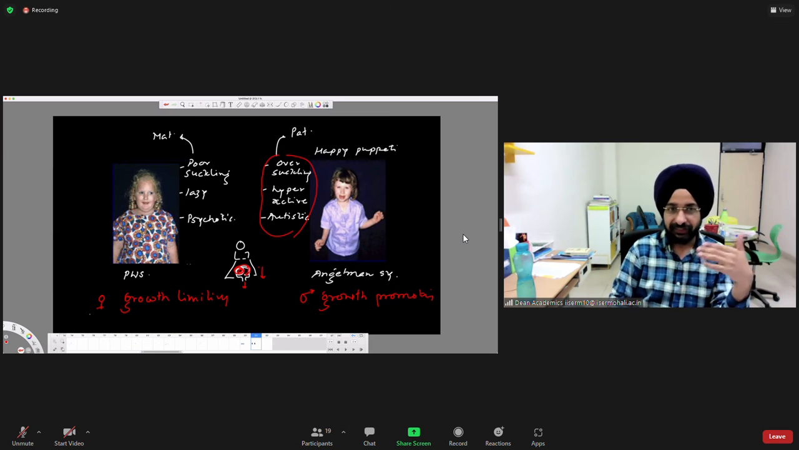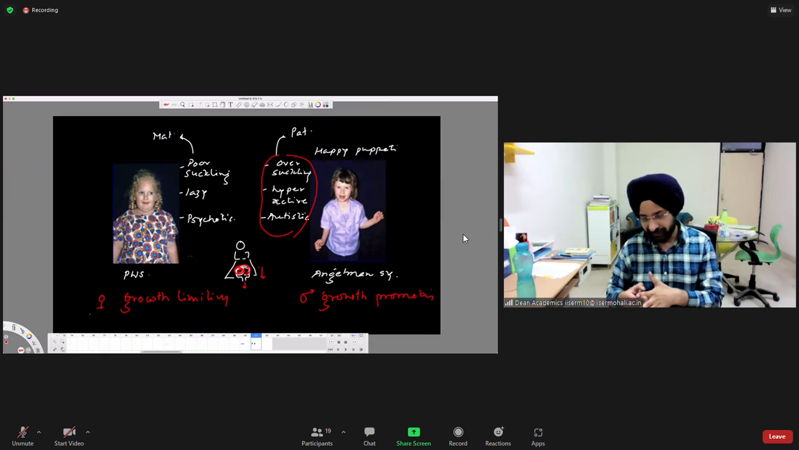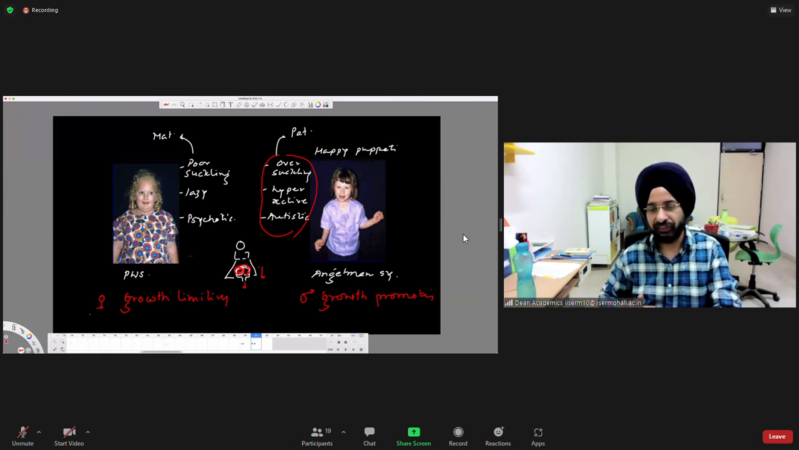Poor suckling, it's leaving the things for the mother and so on. Now, some of these things are actually controversial. Not many people agree that these are contrasting phenotypes, but this is one hypothesis.